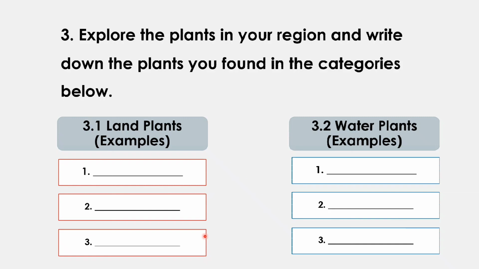in the land. Alright? So in 3.2, you have to write another 3 plants that grow in the water. Again, you have to write 3 examples of plants that grow in the water. We have 1, 2, and 3.